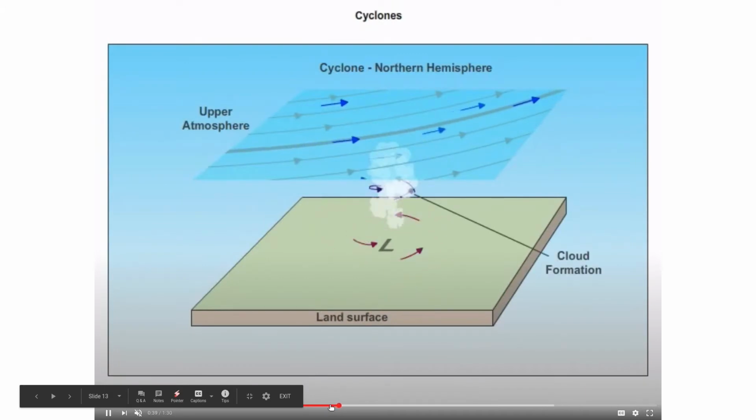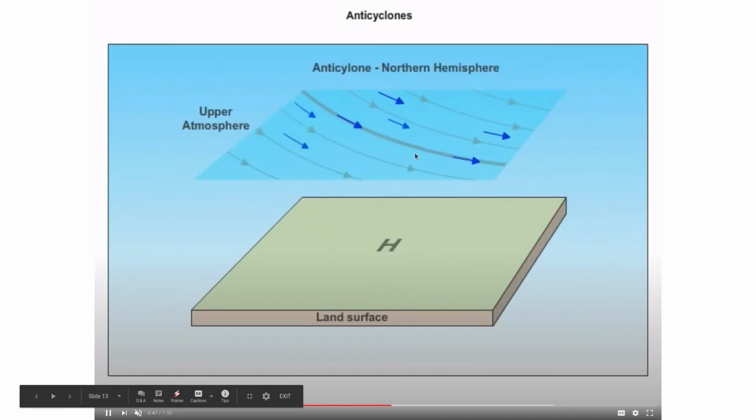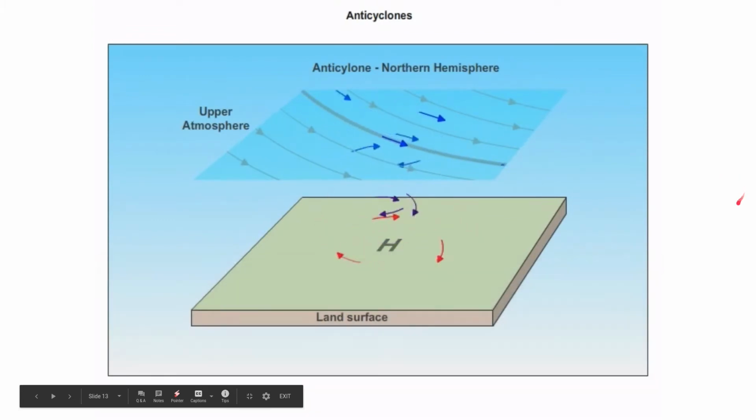So here's a quick animation showing rising air. If there's low pressure, the air converges, comes together, and rises. As the air rises, it expands, it cools, you get clouds. If there's high pressure, it means that the air is sinking. As it sinks, it gets compressed, and then it spreads out, flowing clockwise in the northern hemisphere.